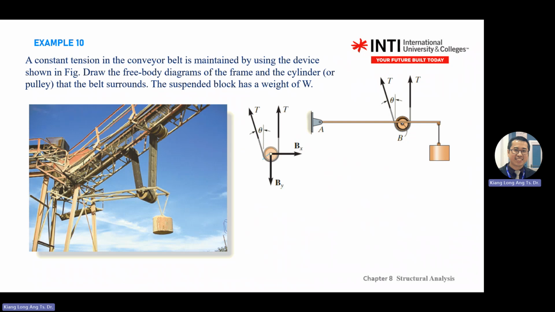So BY you can draw up if you want. But you know that if you draw BY going up, it doesn't make sense. All the forces cannot balance if BY goes up. The thing will float up. It's not logical, because the tension is pulling up. So there must be one force to balance these two. So BY pulls down.